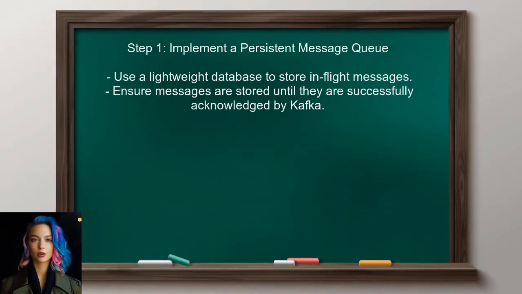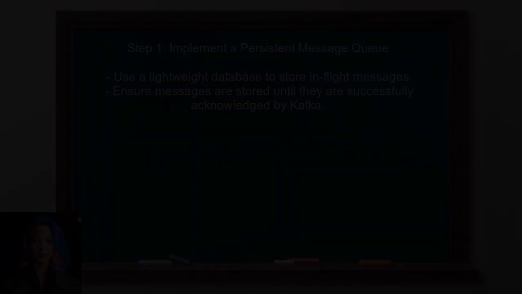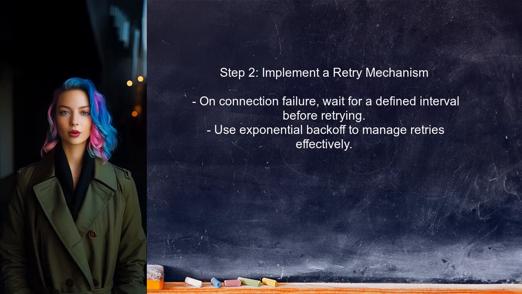To begin addressing the user's concerns, we recommend implementing a persistent message queue. This will allow the producer to store messages temporarily during outages or failures. Next, the user should handle connection outages by implementing a retry mechanism. This mechanism will attempt to resend messages after a specified delay when a network issue occurs.